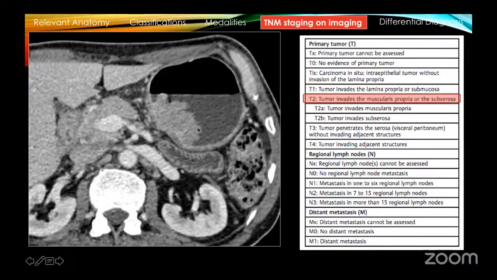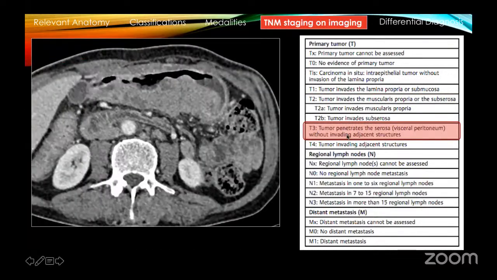But the moment you see that the same layer here is infiltrated, you see an interruption in this gray layer, and now the muscle wall is completely involved. So that is the T2, where the muscularis propria and the subserosa are involved. Going to the next stage, the T3, where the tumor penetrates the serosa without invading the adjacent structure. So here we see this is the mucosa, and this component here is where the tumor has gone beyond the gastric wall. So this would be T3.